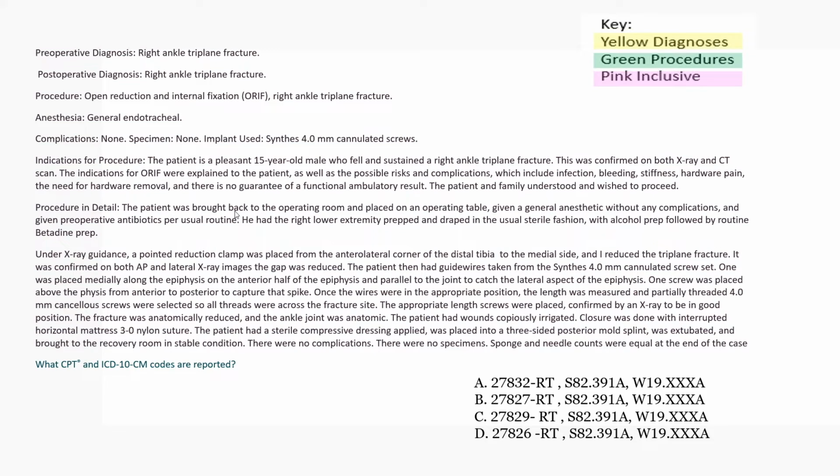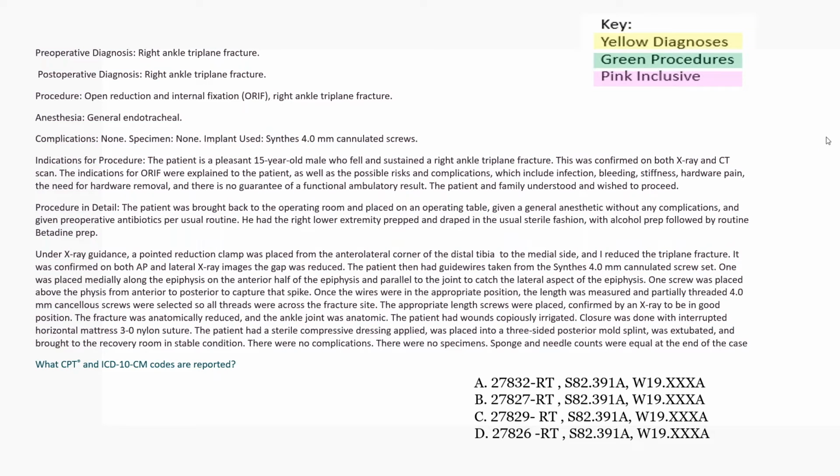Procedure in detail. The patient was brought back to the operating room and placed on an operating table, given a general anesthetic without any complications, and given preoperative antibiotics per usual routine. He had the right lower extremity prepped and draped in the usual sterile fashion, with alcohol prep followed by betadine prep. Under X-ray guidance, a pointed reduction clamp was placed from the anterolateral corner of the distal tibia to the medial side, and I reduced the triplane fracture. It was confirmed on both AP and lateral X-ray images the gap was reduced.